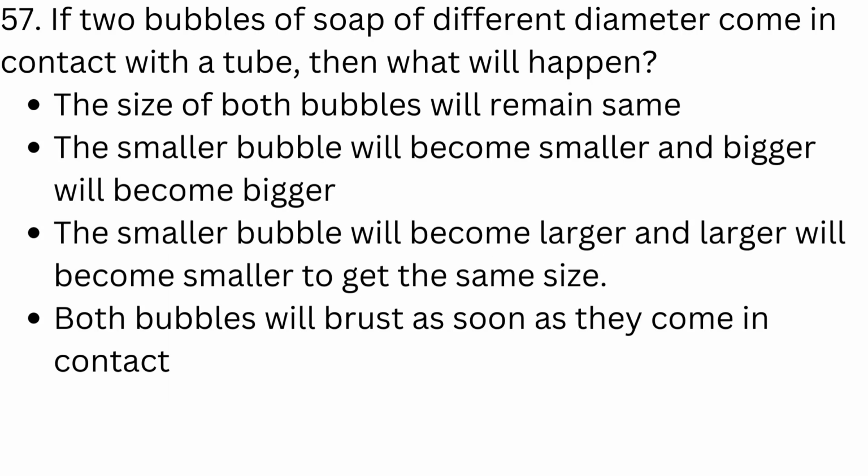If two soap bubbles of different diameter come in contact with a tube, then what will happen? Options are the size of both bubbles will remain same. The smaller bubble will become smaller and the bigger will become bigger. The smaller bubble will become larger and the larger will become smaller to get the same size.